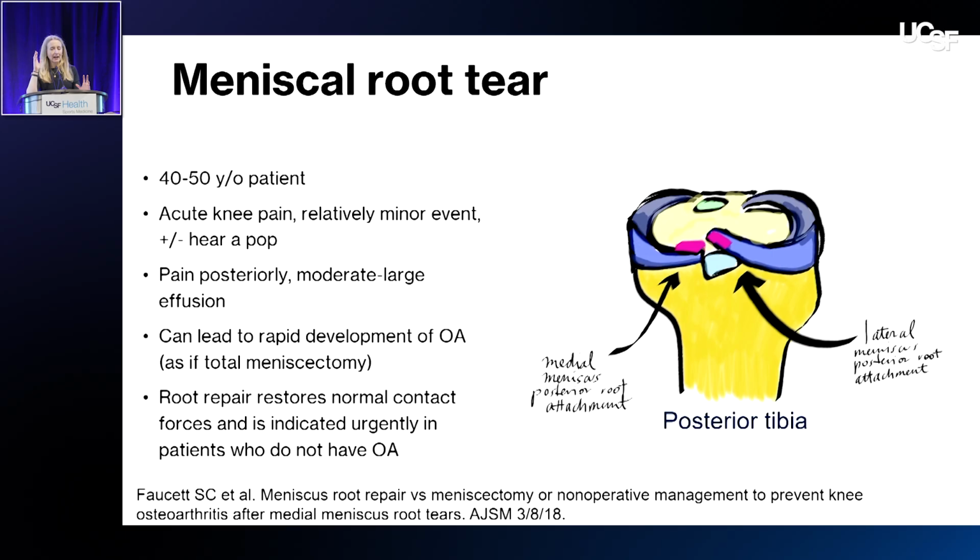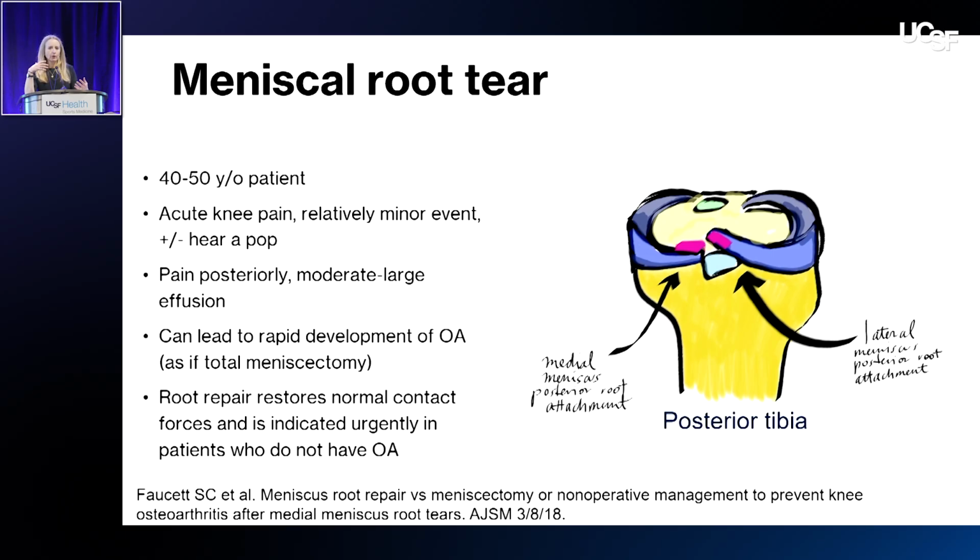So just to have this in mind, these patients are usually in their 40s, 50s, maybe 60s. They come in and see you with acute knee pain. It can be posterior. The root is posterior. In the picture I drew here, the meniscus is purple and the roots are those pink things way in the back. This is a posterior view of the tibia. So they'll come in 40 or 50 years old, relatively little trauma, like, I stepped off a curb and felt my knee pop. And now I'm getting really bad posterior pain and my knee is swelling like crazy.